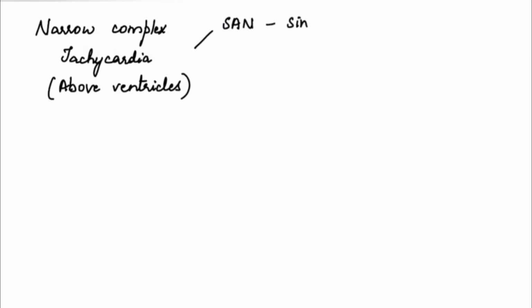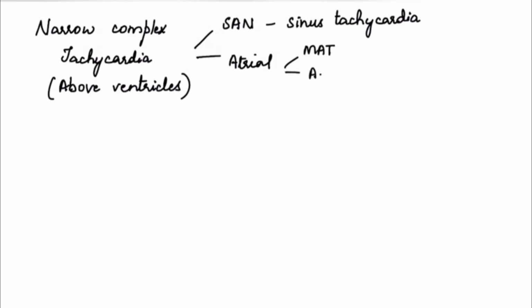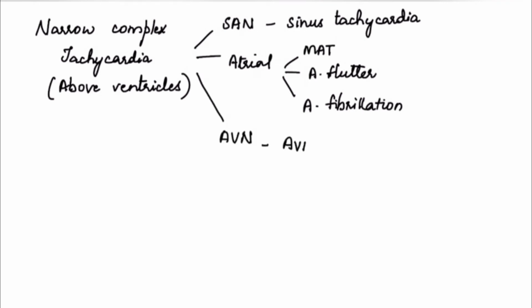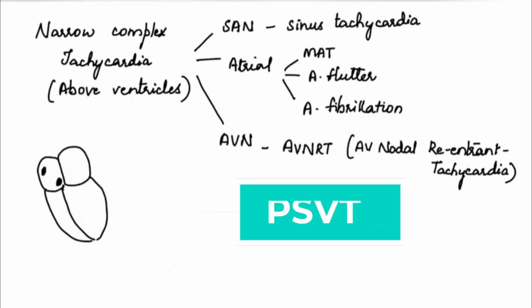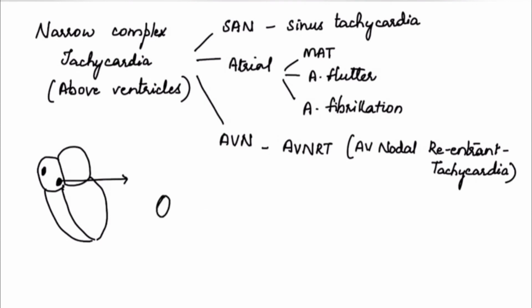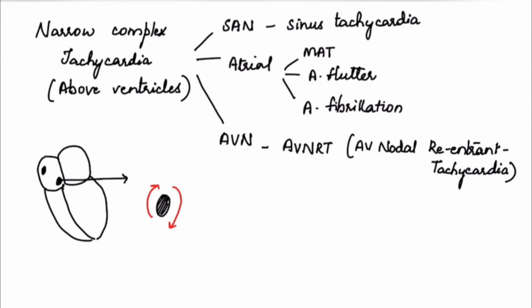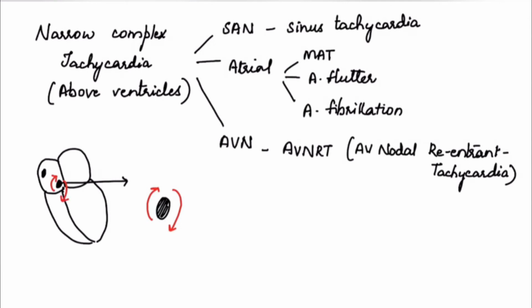Now in narrow complex tachycardias, we have discussed the SA nodal cause, that is sinus tachycardia, the atrial causes, namely multifocal atrial tachycardia, atrial flutter, and atrial fibrillation, and now we'll look at the AV nodal cause. The most common is the AV nodal reentrant tachycardia, and it is synonymously used with paroxysmal supraventricular tachycardia. So here what happens is that the AV node generates an impulse that simultaneously contracts both atria as well as the ventricles. And because the atrial contraction is weak, the P wave will be hidden inside the QRS complexes.